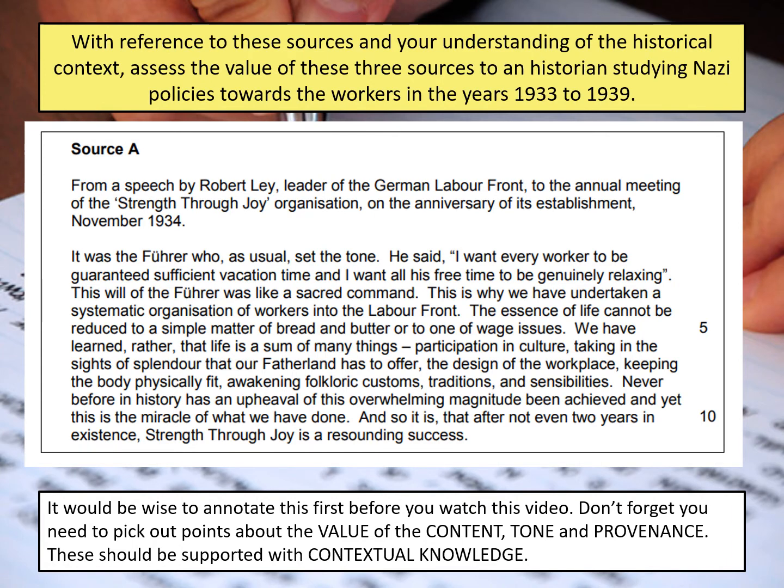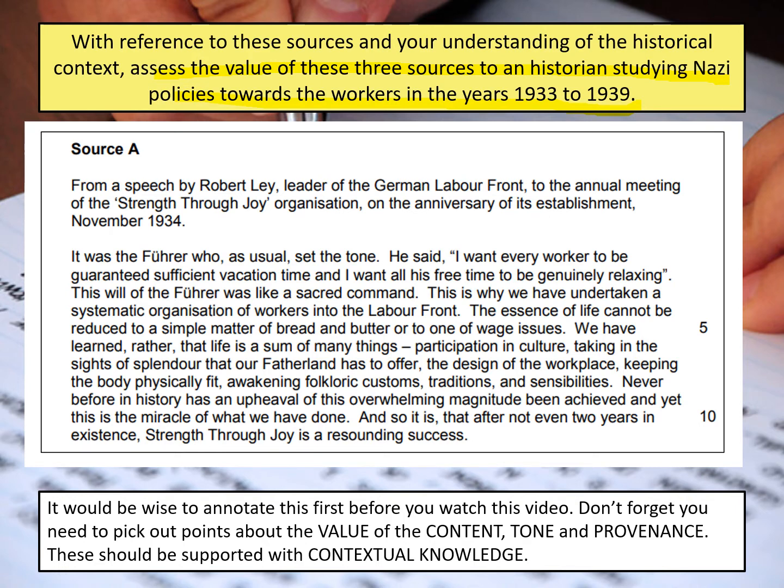As I mentioned before, it'd be a very good idea to make sure that you have annotated these sources and read through them before you watch this video. Now, we're not just going to be writing about them generally. Everything you say has got to be linked to this question that is asking you to assess the value of these sources to a historian studying Nazi policies towards the workers in the years 1933 to 1939.